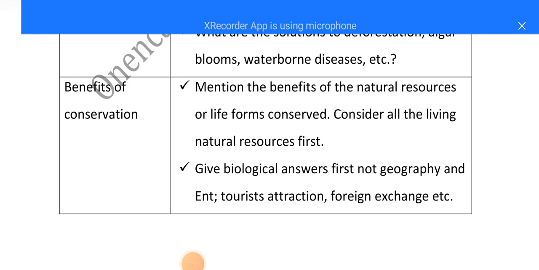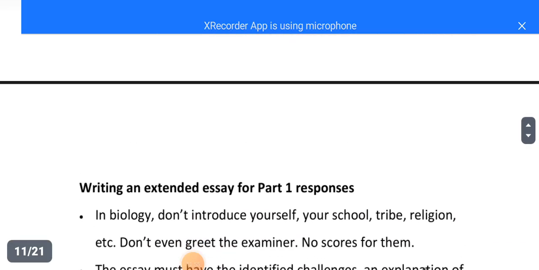Consider all the living natural resources first, then give biological answers first, not geography and the rest. For example, tourist attraction and foreign exchange: you should first of all begin with the biological benefits of conserving the environment, not geography and the rest. Some of these ones are right, but let them come last after identifying the biological conservation benefits.